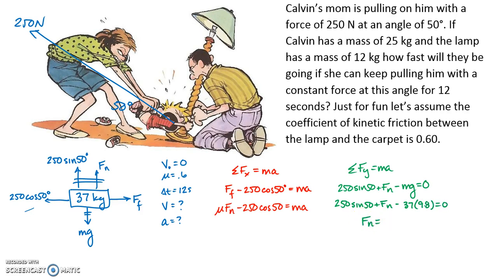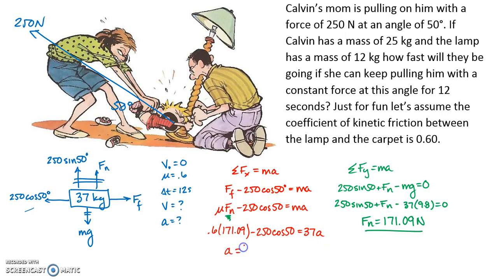The normal force equals 171.09. That's my normal force, and that's what I'm going to be bringing over here. All right, so now we can go back to this. I'll bust out the red again. My mu value is 0.6. The normal force I just discovered is 171.09, minus 250 cosine 50 equals the mass of 37 times that unknown acceleration.